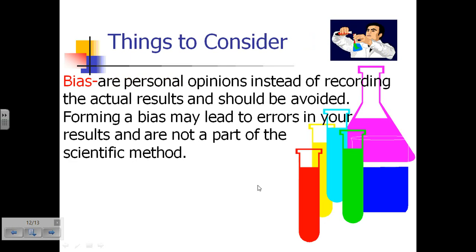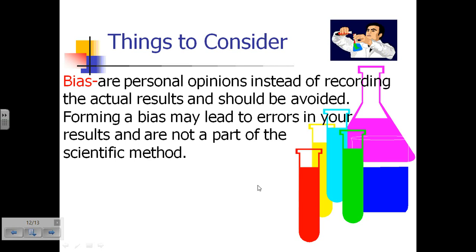And so those are the steps that matter, but there are some additional things that we must consider when we're doing an experiment. One of the things that tends to happen in some cases, and it's definitely frowned upon, is the idea of a bias. And bias reflects a personal opinion instead of recording the actual results.